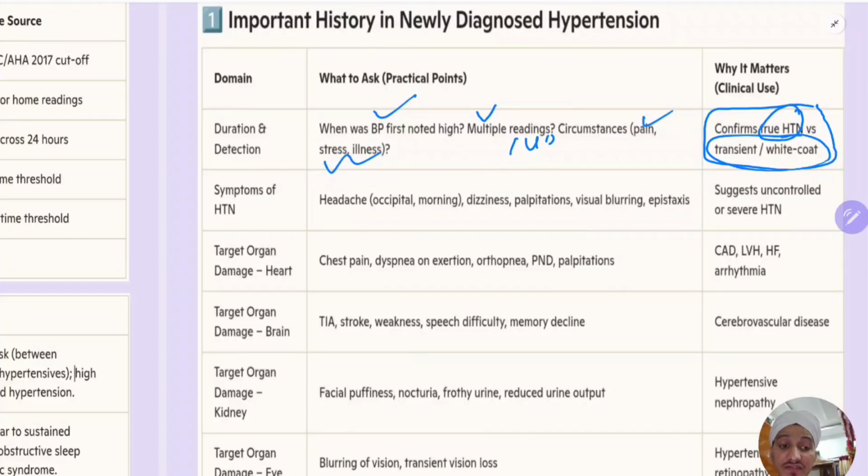And if you are recording it now, you need to take multiple visits. But if the BP was measured and repeatedly it was high, and there were no circumstances like pain, stress or illness which transiently elevate the BP, then it is true hypertension. That's how you differentiate true hypertension from transient or white coat hypertension. This is an important point.